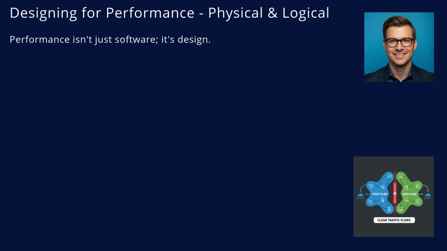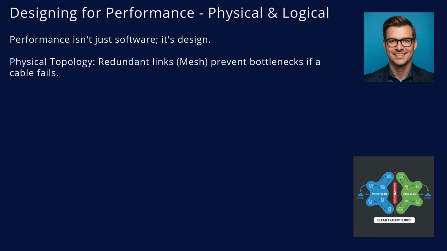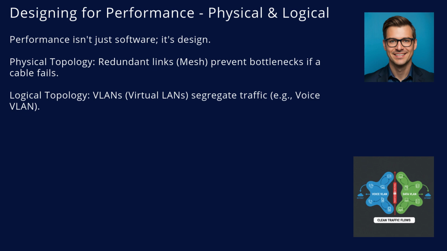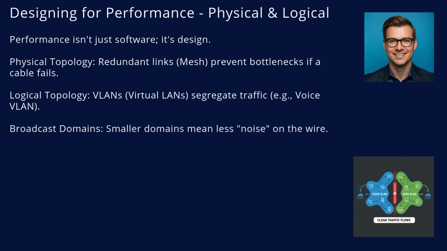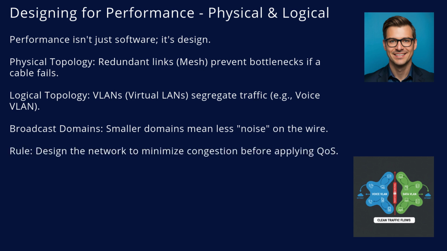Performance isn't just about tweaking settings, it starts with design. Physical topology matters. Adding redundant links, like in a mesh topology, provides alternate paths if one link gets congested. Logical topology is even more important. We use VLANs to segregate traffic. We put all the phones on a voice VLAN and all the PCs on a data VLAN. This separates the traffic streams physically and logically, reducing noise, broadcast storms, and making it much easier to apply QoS rules later. Always design for performance first.